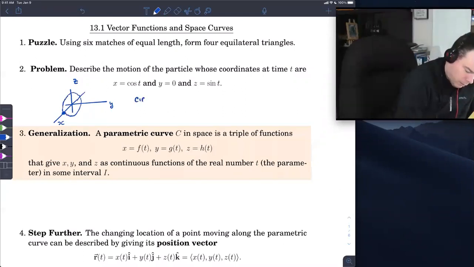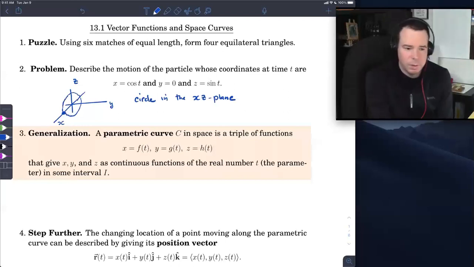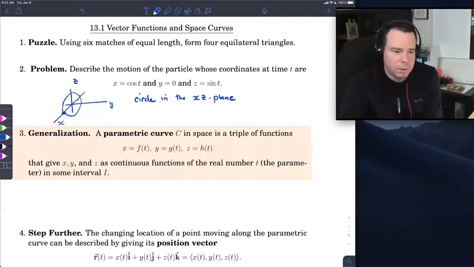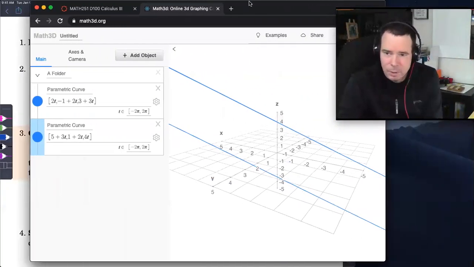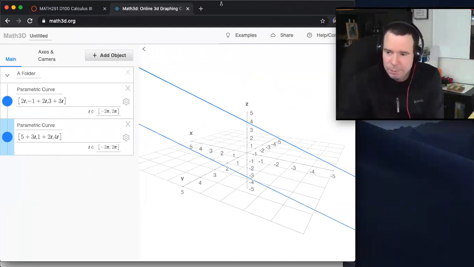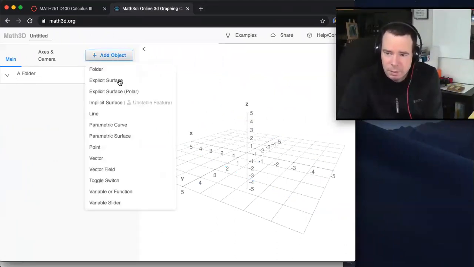And what that is, that's a circle in the XZ plane. Okay, so I just want to show you, we're coming back to 12.6. Yeah, we're skipping it for now, but we're going to come back to it. So I want to show you that we can plot these things. As I said, I do encourage you to play with the plotting tools to get good visuals.